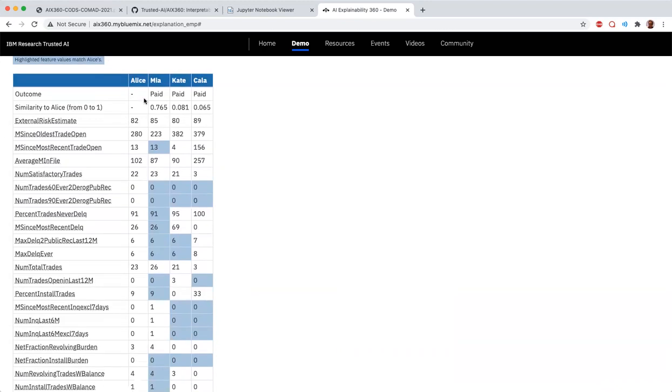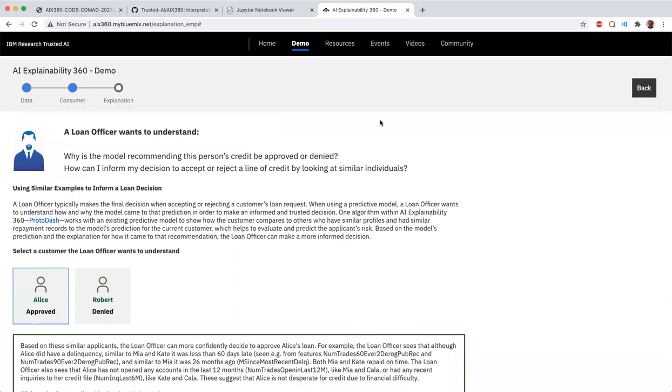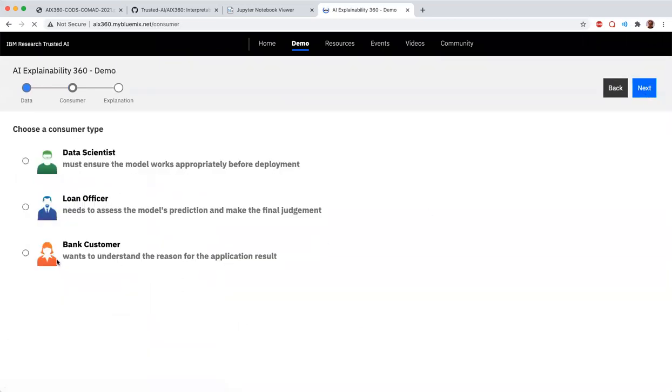So the loan officer can view the features in Alice's loan application and how similar they are to those of Mia, Kate, and Carla. And if he's satisfied by this case-based reasoning, that since Alice's features are very close to these other applicants who repaid their loan on time, then it's likely that Alice might also repay the loan on time, then he goes ahead and communicates the decision to the end customer, the loan applicant.